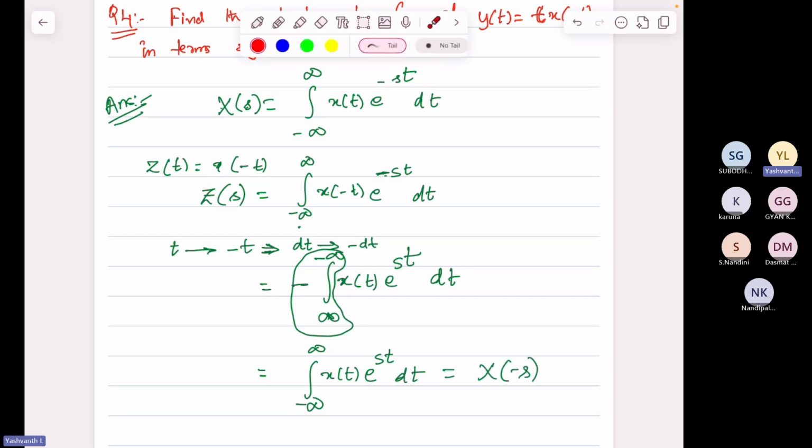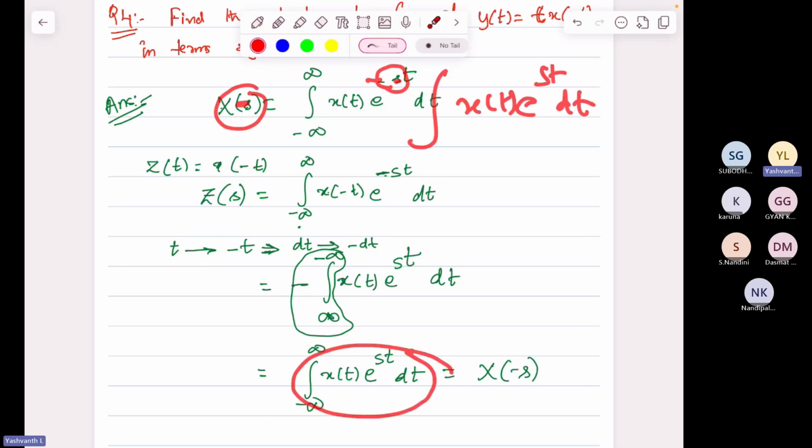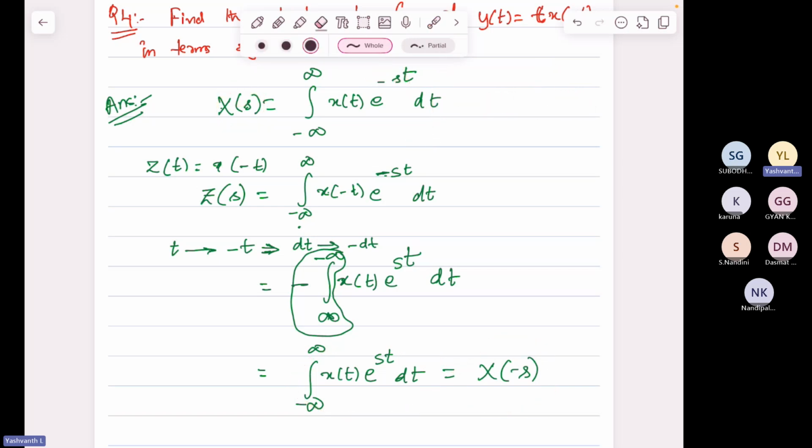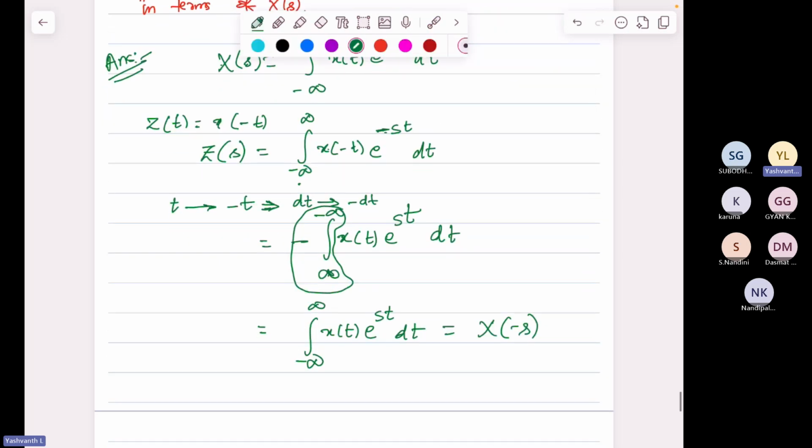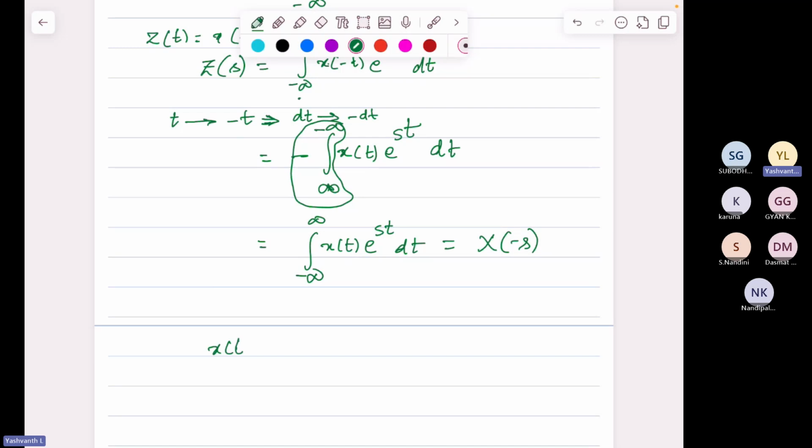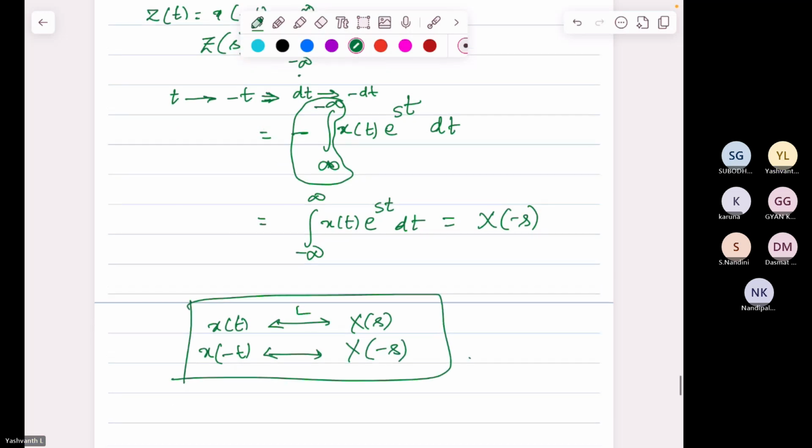Why? If x of s has minus s here, then x of minus s will have a minus of minus s, which becomes x of t into e power st integral dt. That is exactly this. So it is nothing but capital X of minus s. What does it mean? It means that if x of t has a Laplace transform x of s, then x of minus t will have the Laplace transform x of minus s. It's a good property to remember.